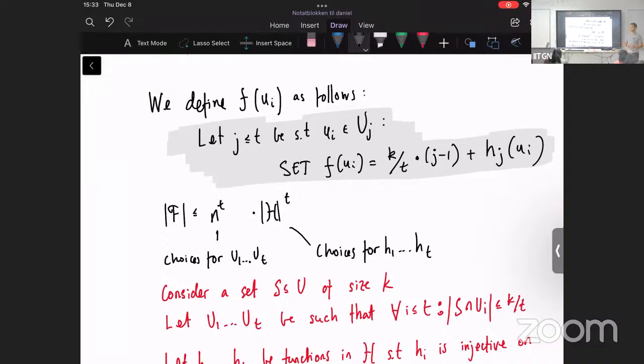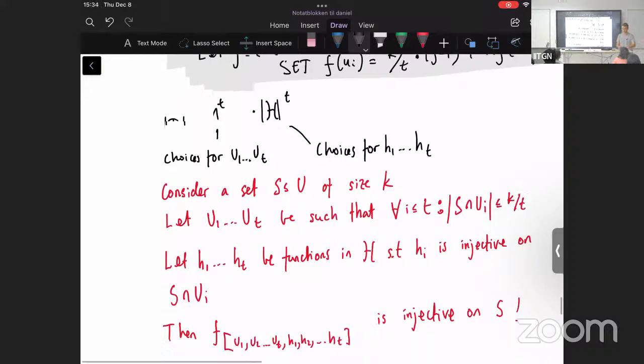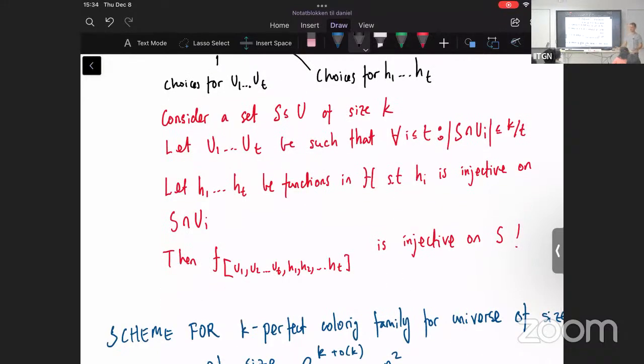Times h to the power t, which are the choices for which function I use for the tth part. Now consider any set S in the universe of size k. There exists a partition that evenly splits that set. Let h1 through ht be the functions in H such that hi is injective on S intersected with the ith part. Then, of course, the corresponding function f is injective on S.